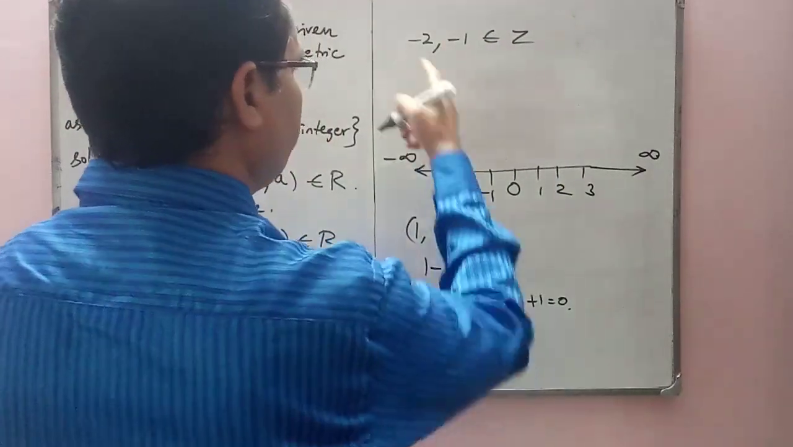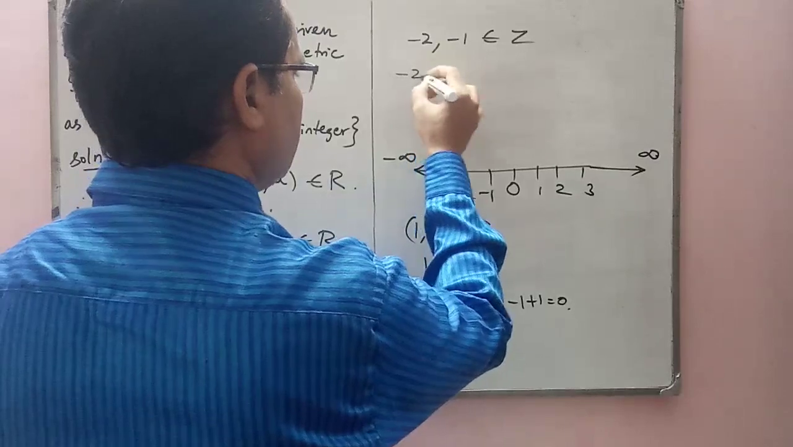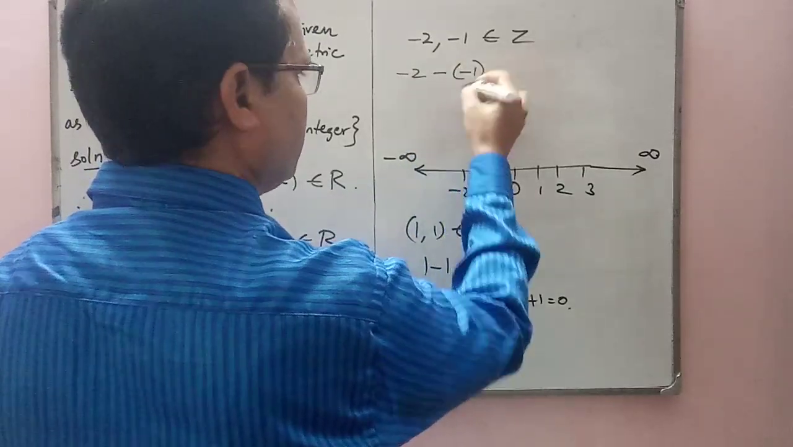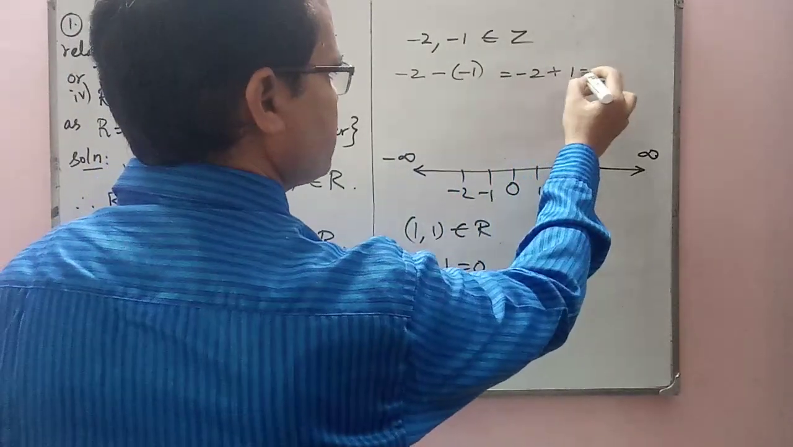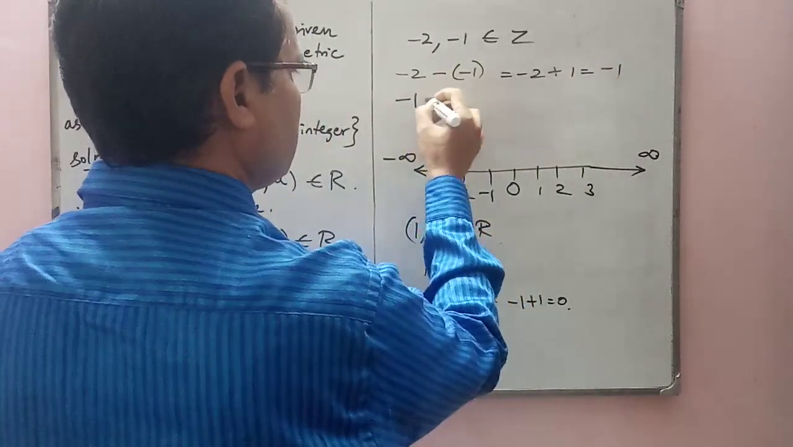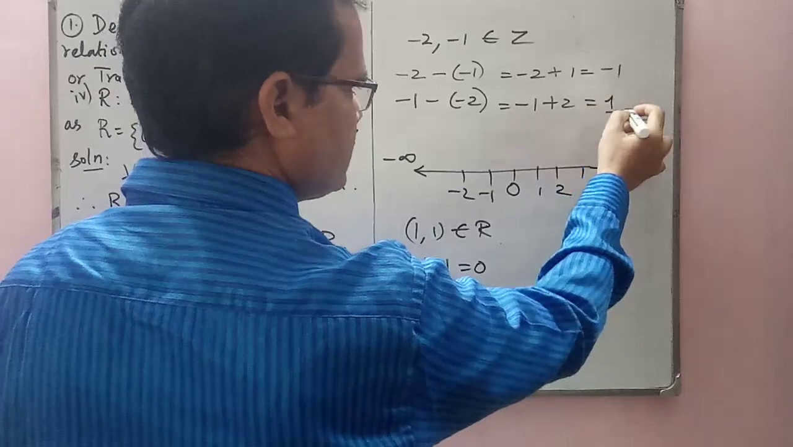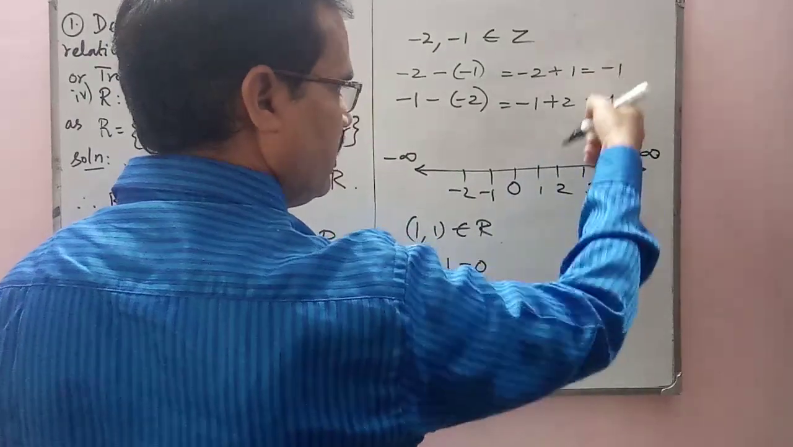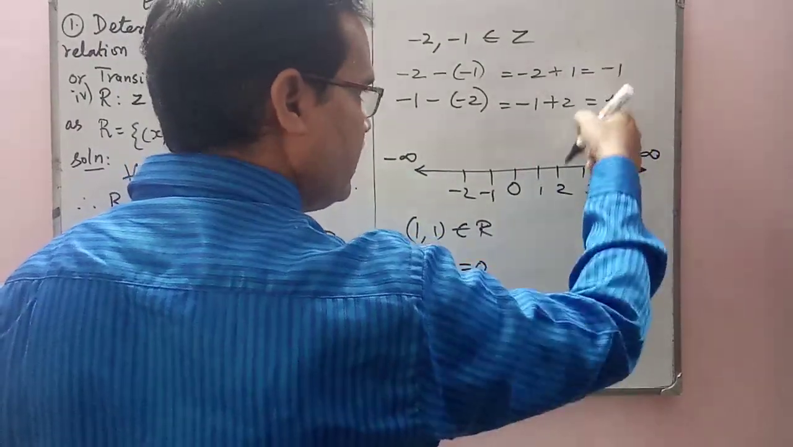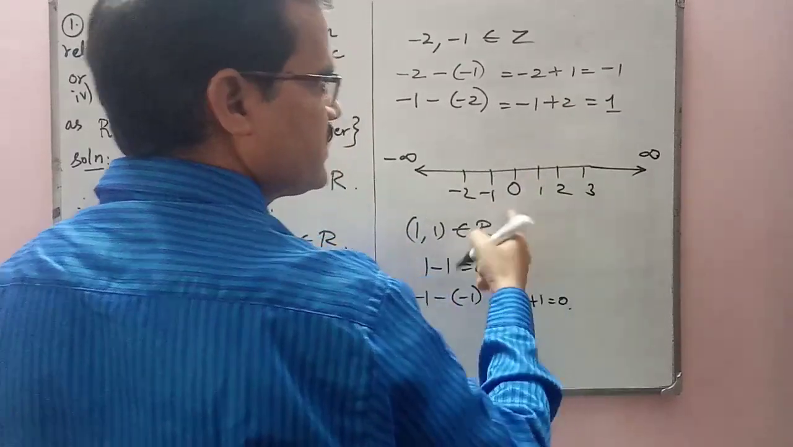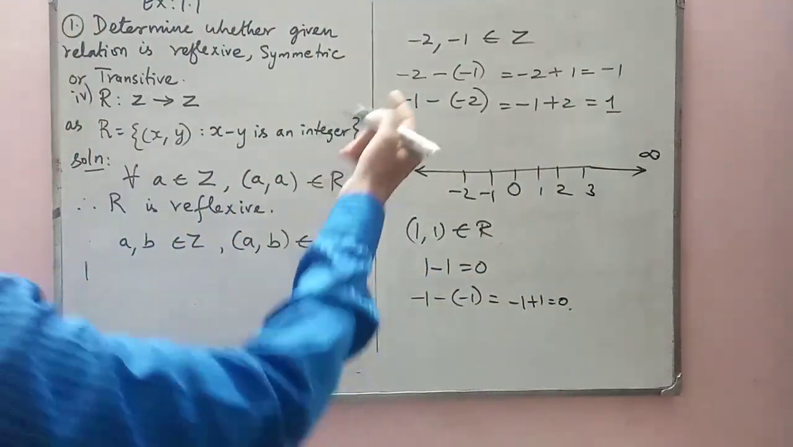Now we'll check the difference. Minus 2 minus of minus 1 is minus 2 plus 1, which is minus 1. Now interchange: minus 1 minus of minus 2 is minus 1 plus 2, which is 1. Again, this is an integer. The number and the value need not be the same, but you have to check whether they are integers. Yes, they are integers.